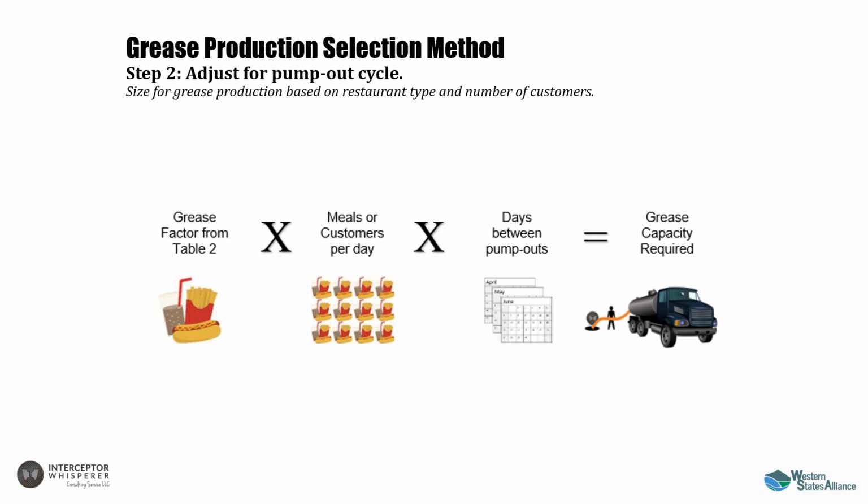We take the grease factor from that table, I pulled this out of the one that is online, and online it's table 2 for me, so that's where table 2 comes from. We take this grease factor from table 2 and we multiply that times the number of customers or meals per day, and then what is the time between pump outs that we're looking for. That will tell us the grease capacity required in the device.